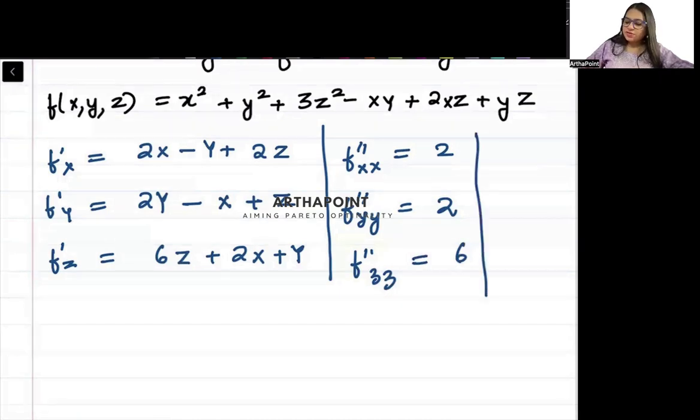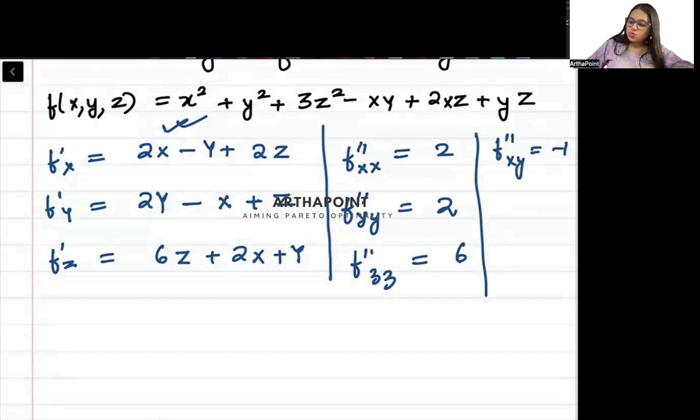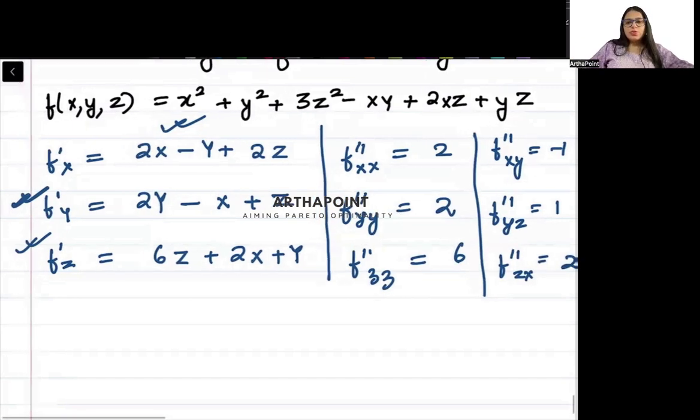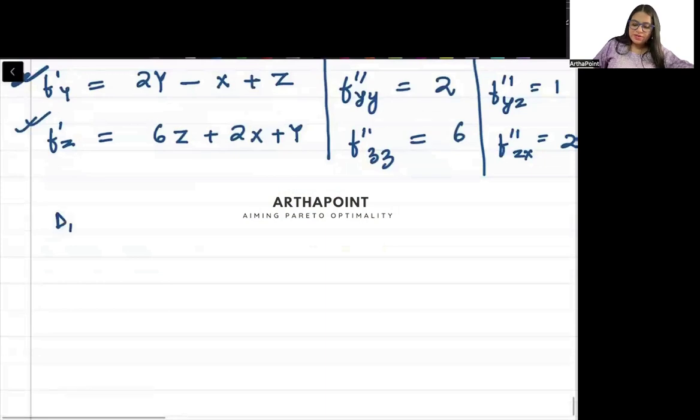You will go ahead and differentiate this with respect to y. So you will get 1. And you will differentiate this with respect to z. So you will get 1. And this with respect to x. So you will go ahead and get 2. You will go ahead and get 2. Right? Okay. Now you will find d1x.